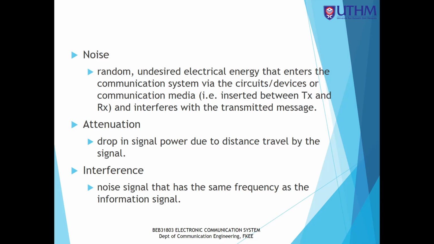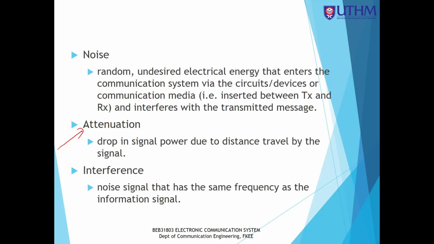So what is noise? Noise is the random, undesired electrical energy that enters the communication system via the circuit or the communication medium. So the noise can be inside the system or in the medium. Noise is the small amplitude of signal. Noise ini dia mempunyai amplitude yang sangat kecil, tetapi dia mengganggu. It disturbs the transmission signal. Normally noise has different frequencies. It is a different frequency signal that disturbs the quality of the signals, either in the system or in the channel, in the medium.